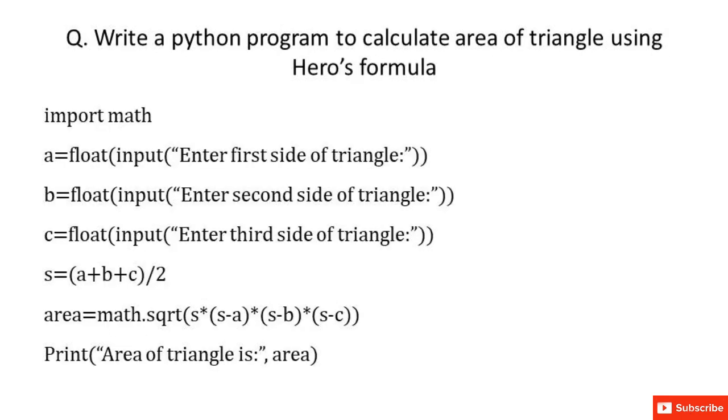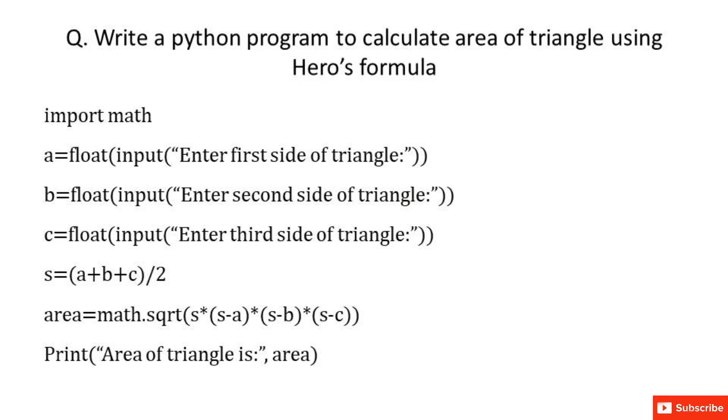Next question. Write a Python program to calculate the area of a triangle using Heron's formula. Okay. S is equal to, you know what is S? A plus B plus C divided by 2. And the formula to calculate the area of triangle is area is equal to under root of S into S minus A, S minus B, S minus C.